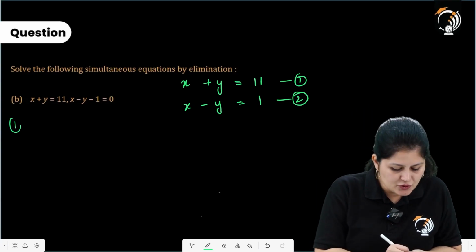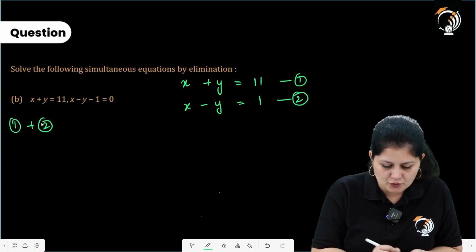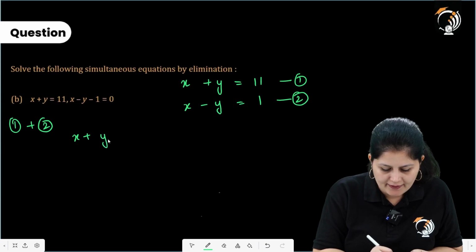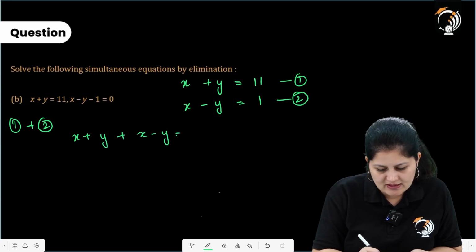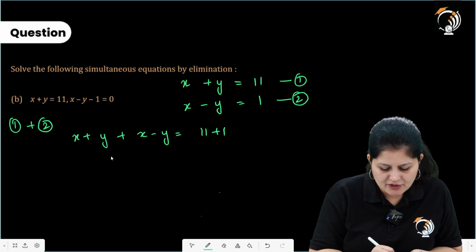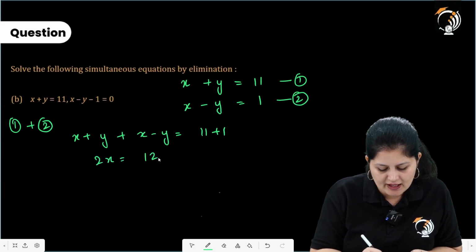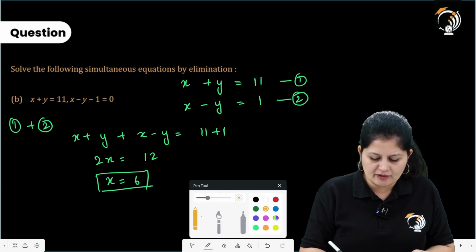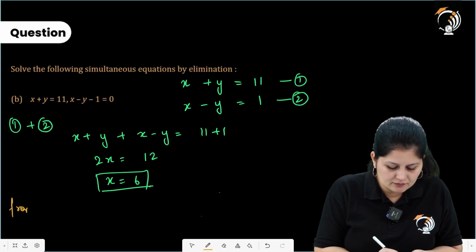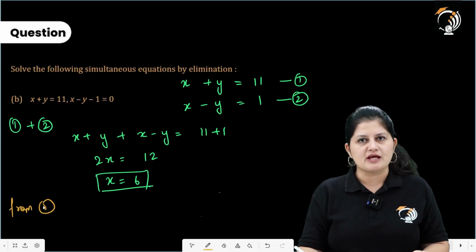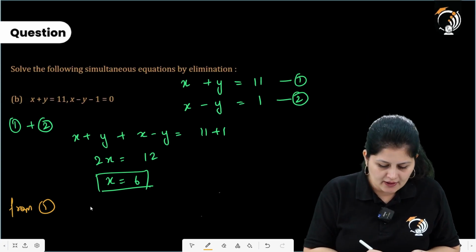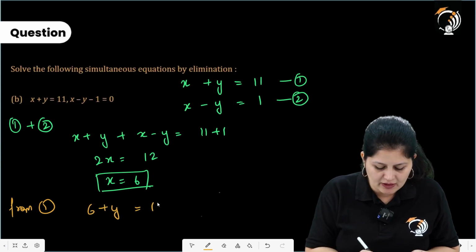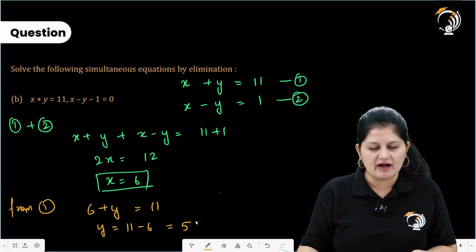So let's just do equation 1 plus equation 2. That is going to be x plus y plus x minus y is equal to 11 plus 1. So this is going to be 2x is equal to 12 and we are getting the value of x is equal to 6. Now you can substitute the same value anywhere. If we substitute it in equation 1, it is going to be 6 plus y is equal to 11. So y is going to be 11 minus 6, which is equal to 5 here.